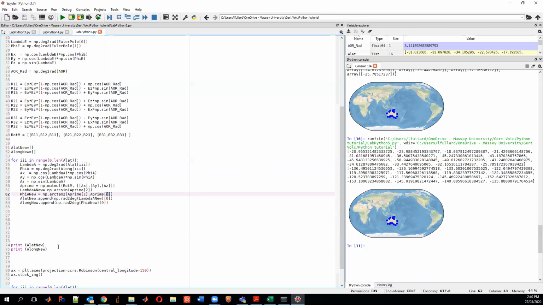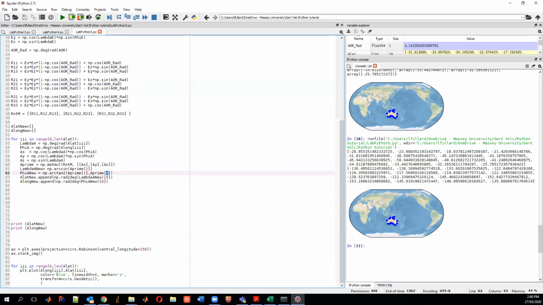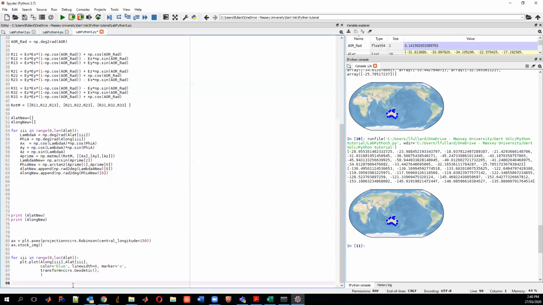So finally, we've got all these new latitudes and new longitudes after rotating those points A around the Euler pole. All we are left to do then is plot these points. We're plotting the original points here. Let's plot the rest of them here as well. So for I2, using a different iterator here, in the range 0 to the length of A lat nu.